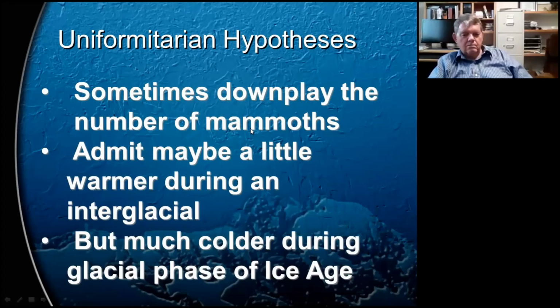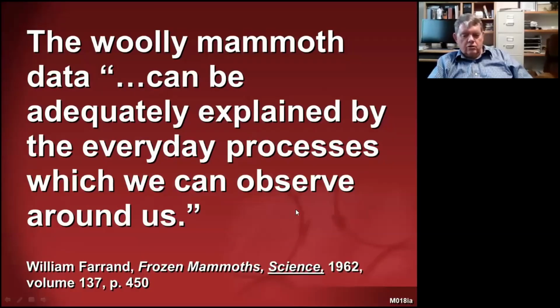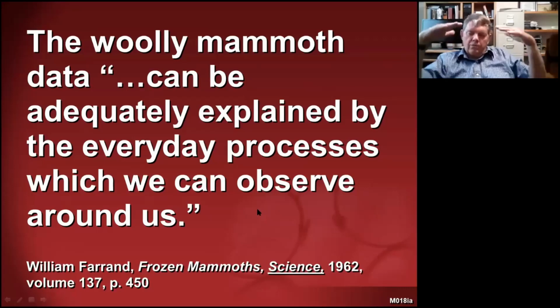The mammoths do. And here's a quote from the journal Science, the second most widely read journal in the world from North America. William Ferrand says, "The woolly mammoth data can be adequately explained by the everyday processes which we can observe around us." Oh yeah? How do you get a lack of permafrost in that climate? Permafrost forms from the ground down because of cold winter temperatures. If you don't have cold winter temperatures, you don't have permafrost. But how are you going to get warm enough temperatures in the Siberian winter to not have permafrost? See, that's the problem for them, that is.